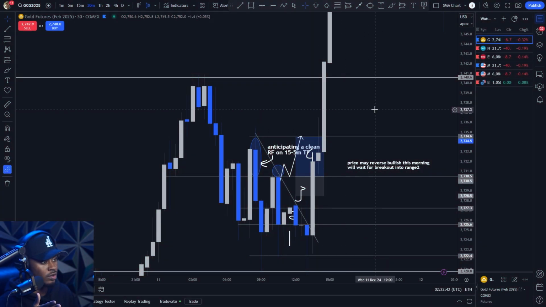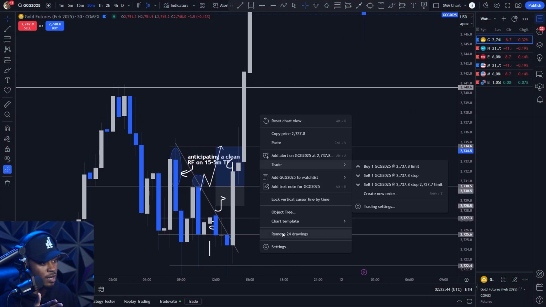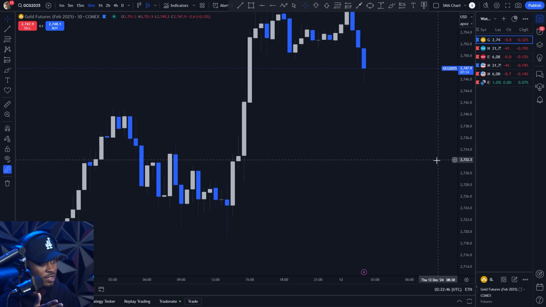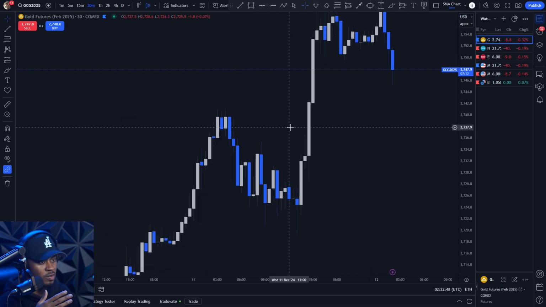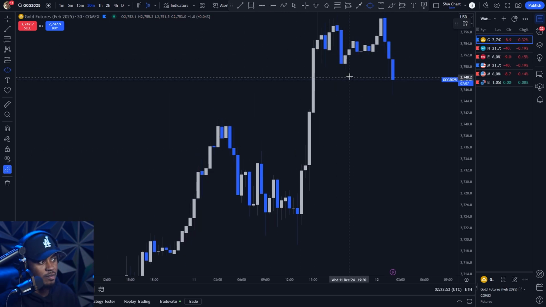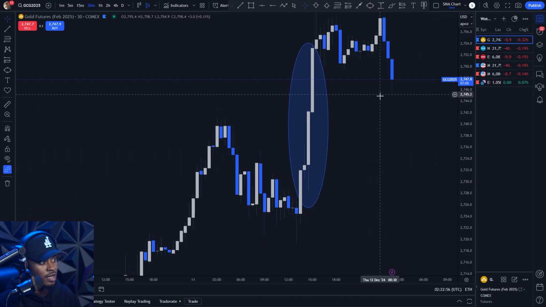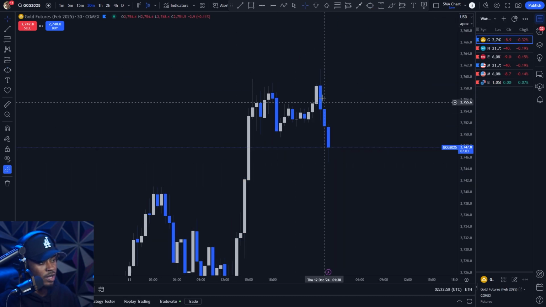So here on TradingView, we're on gold. Let me go ahead and clean this up. This was from this morning. Look what CPI did. We had consumer price index news this morning on gold, and price just shot up. Look at this. But anyways, this is not what we're here for.